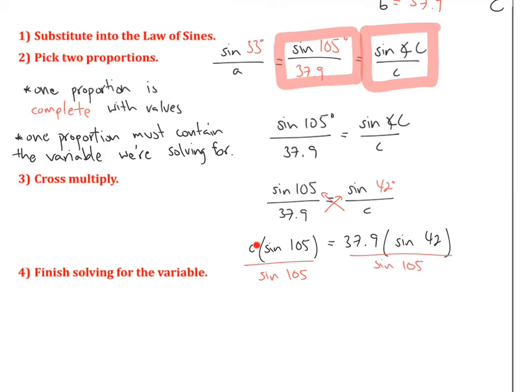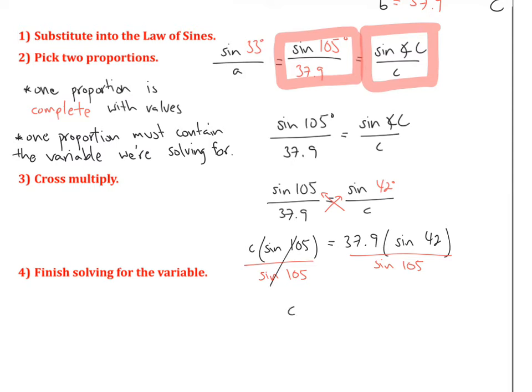The reason why? This is C times sine of 105. And sine of 105, it's really just a number. Just like if this were to say 3 times C, right? If it said 3 times C, you would divide on both sides by 3. This is sine of 105 times C.